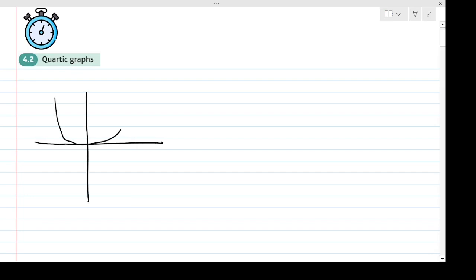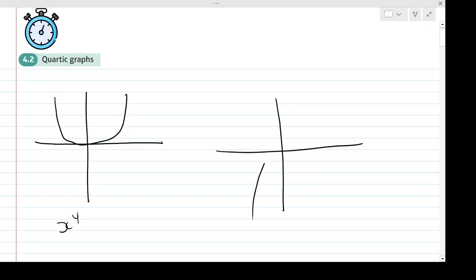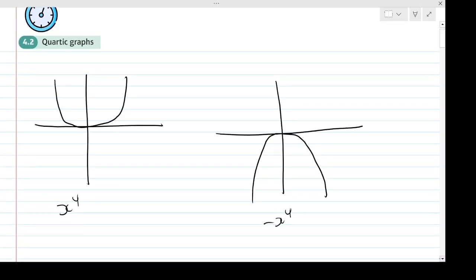Hello, so we need to be able to sketch quartic graphs. Like with cubics, firstly we're going to consider if it's a positive quartic, so it will look like that, and that would be positive x to the 4, or if it's a negative, it would instead look like this. So negative x to the 4. So positive or negative, it will have a sort of W shape or an M shape, right?